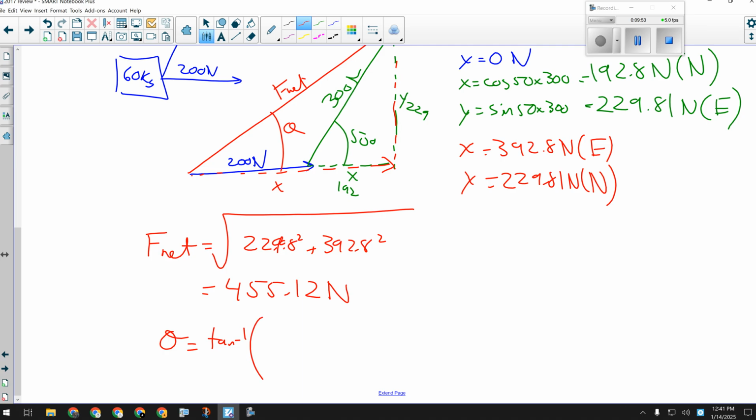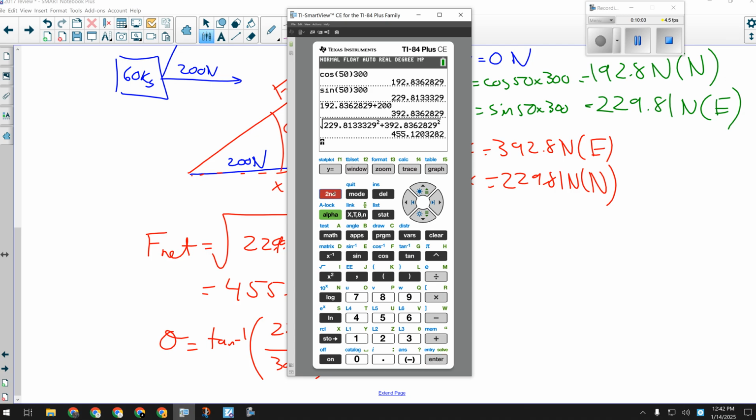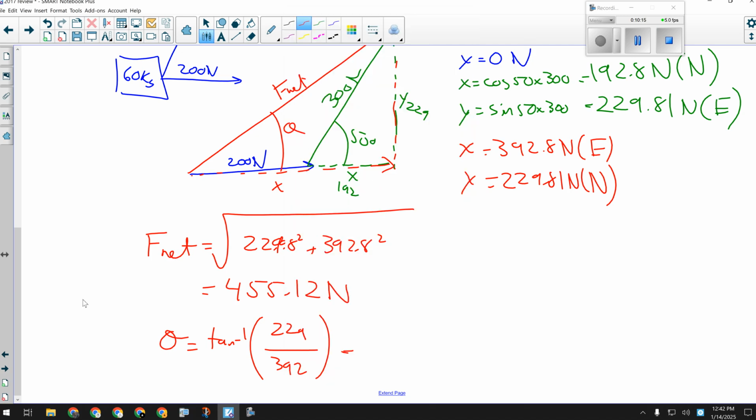Then I've got to get the vector, the way I drew the triangle. Y is the opposite side, so 229 divided by 392, obviously with all the decimals, will give me my angle. So inverse tan of 229 divided by 392 is going to give me 30.33 degrees north of east. And now I have to find the acceleration, because that's what the question wanted.